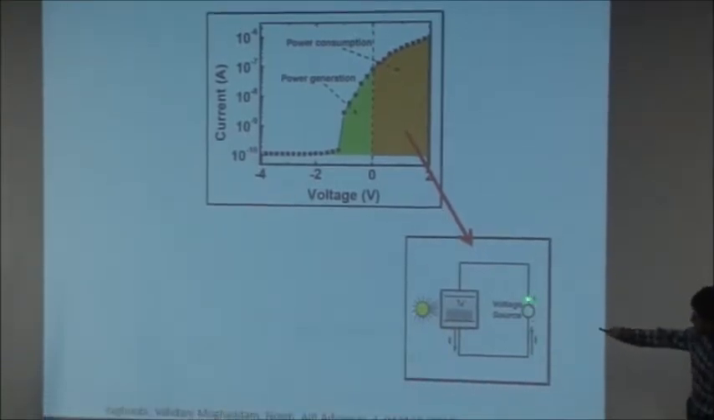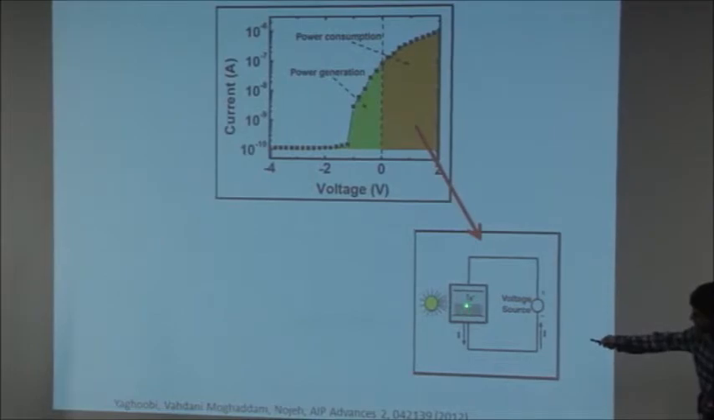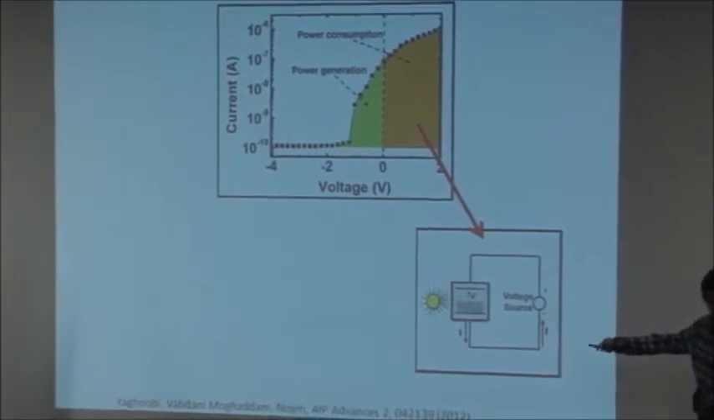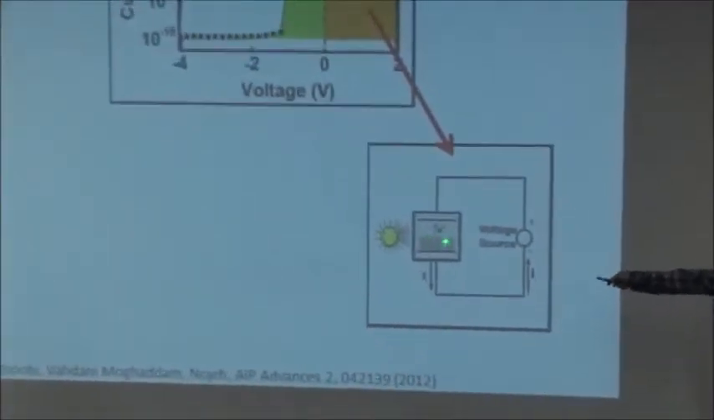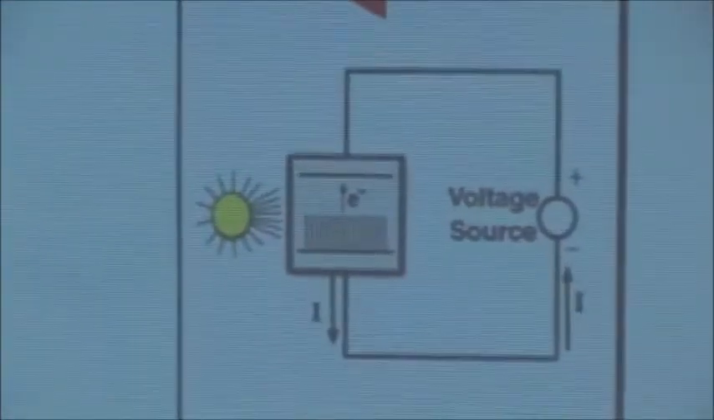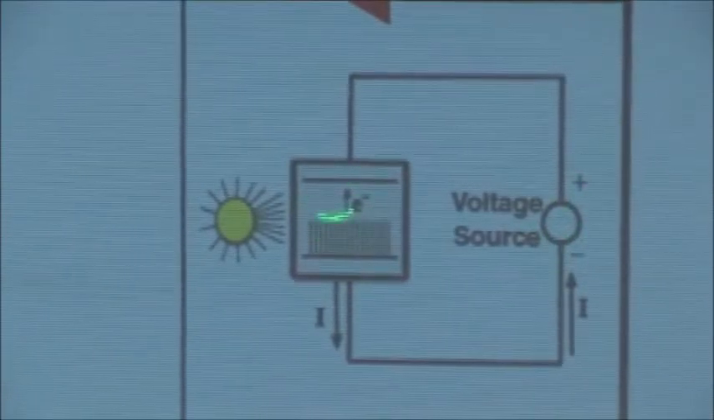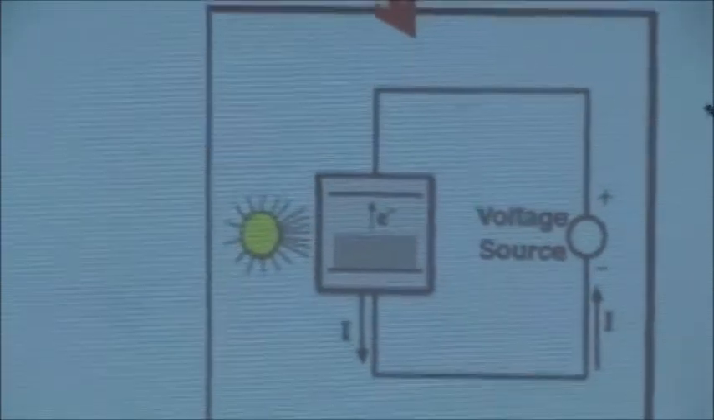Now, if I apply positive voltage to this collector or anode, I'm helping the electrons that have been coming out of the nanotubes to be collected by the anode. And in that case, really, I'm not generating power here. I'm delivering power from this voltage source to this device. And that's what you're seeing here.